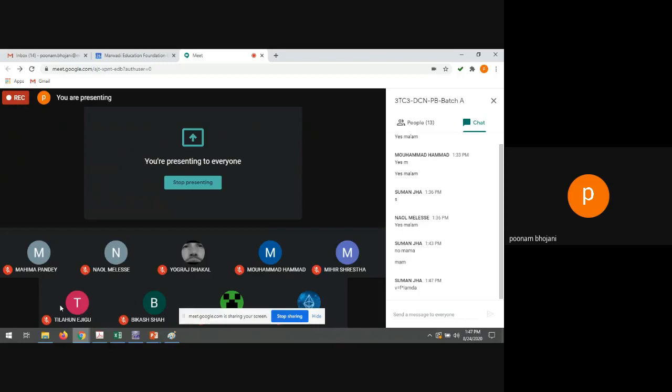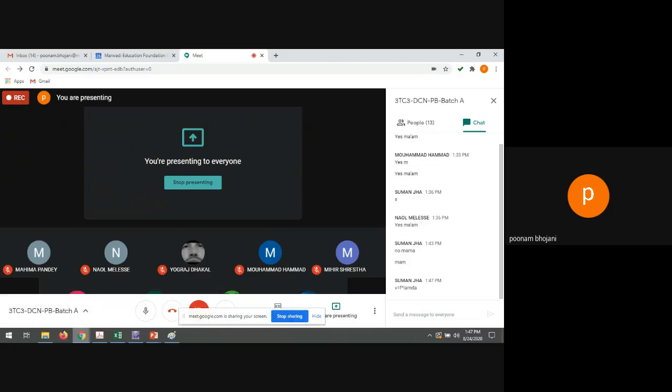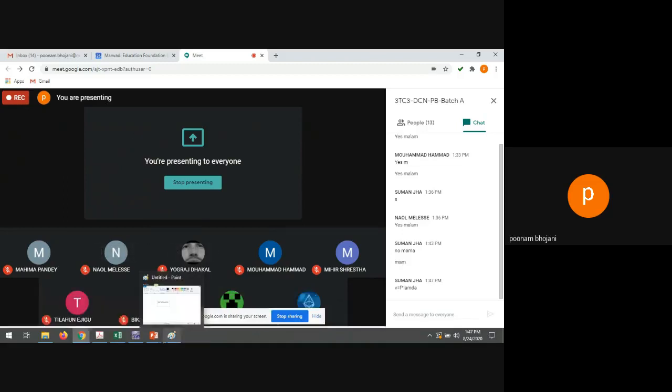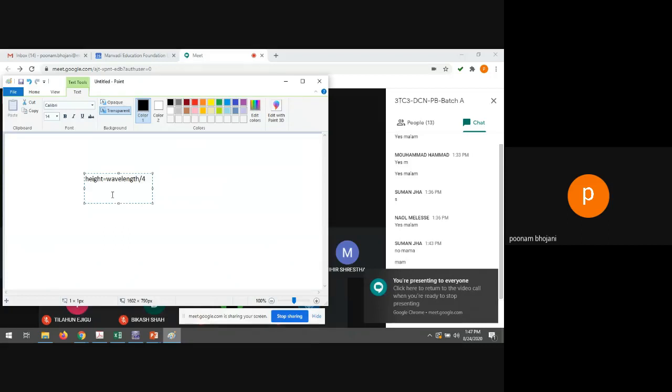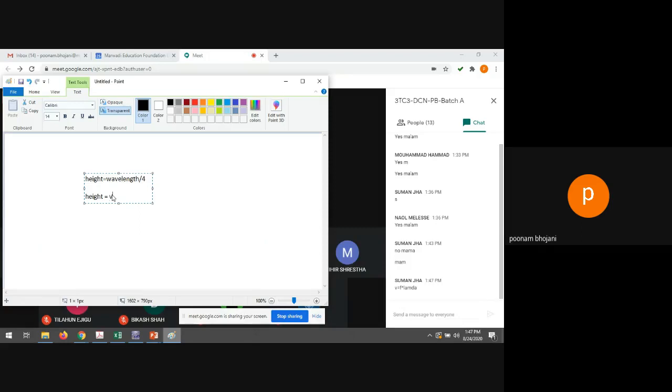Okay, velocity equal to f into lambda. Or instead of velocity you can also write c, that is velocity of light. So c equal to f lambda. It means lambda equal to velocity upon frequency. So your height of antenna will be equal to velocity upon frequency, and divided by 4, so I'm writing here into 4. Okay, so this is your equation.